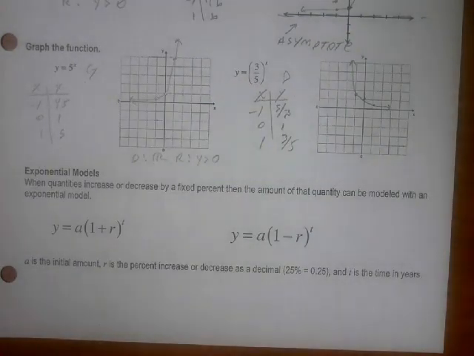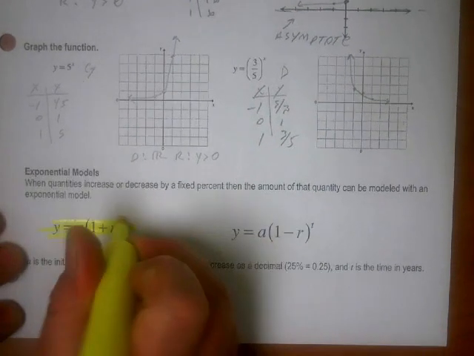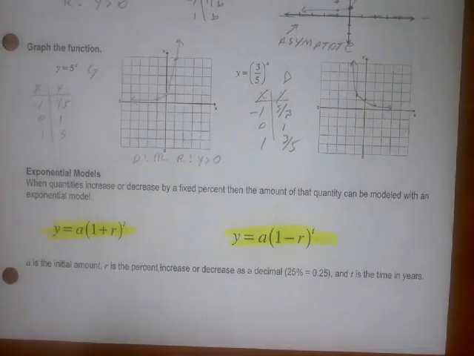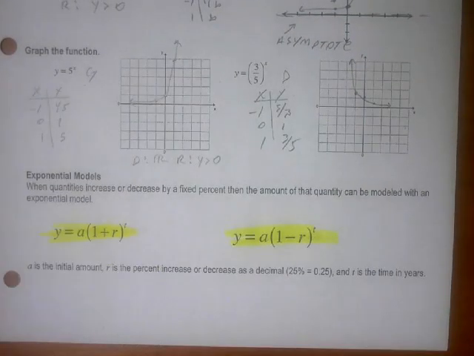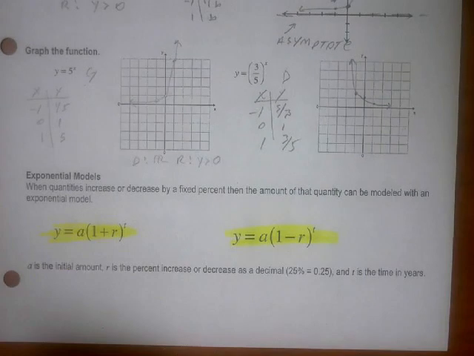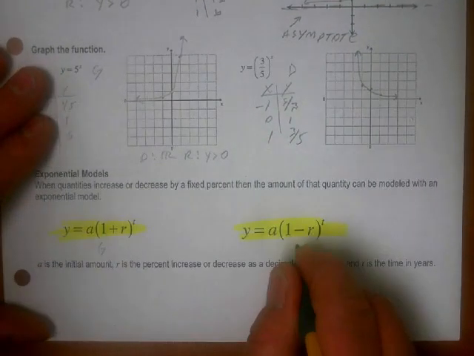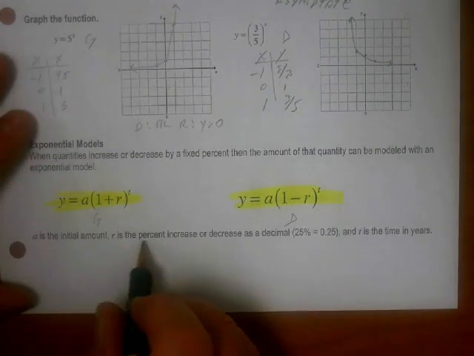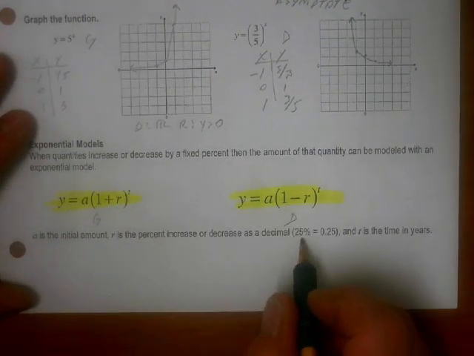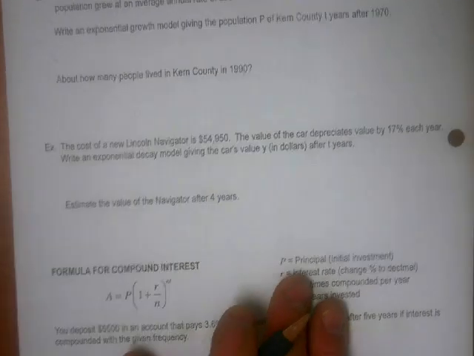Now, exponential models. When a quantity increases or decreases by a fixed percent, then the amount of that quantity can be modeled with an exponential model. Here are your two examples. This is going to actually be a growth, and this one's going to be a decay. So I'll put a little G right here to remind you that's a growth. This one's a decay, D for decay. A is the initial amount, r is the percent increase or decrease as a decimal, 25% is 0.25, and t is time in years.